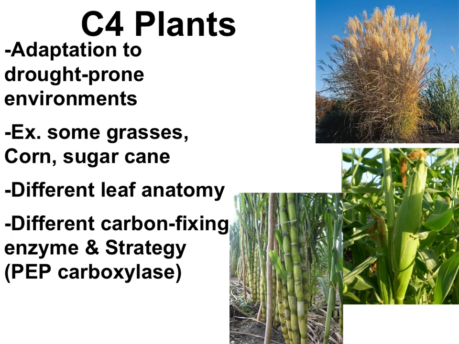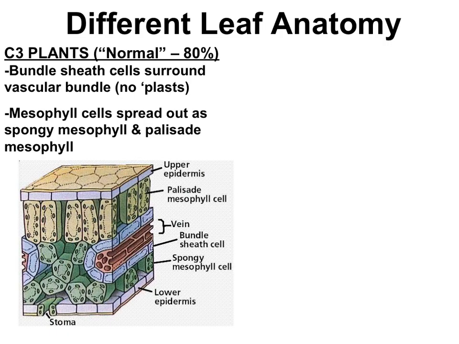Some examples of C4 plants are some types of grasses and corn and sugarcane. The main things that are different about C4 plants are that C4 plants have different leaf anatomy, and C4 plants first fix carbon with a different carbon fixing enzyme called PEP carboxylase. Let's see how C4 plants fix carbon.